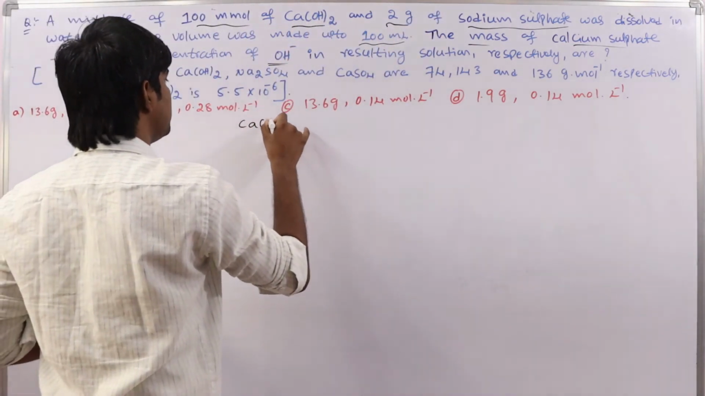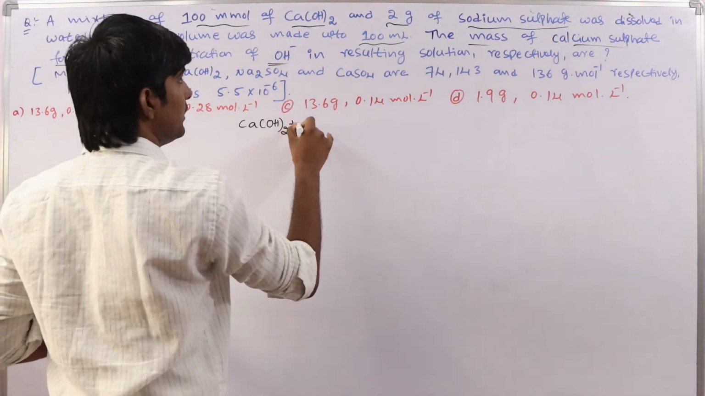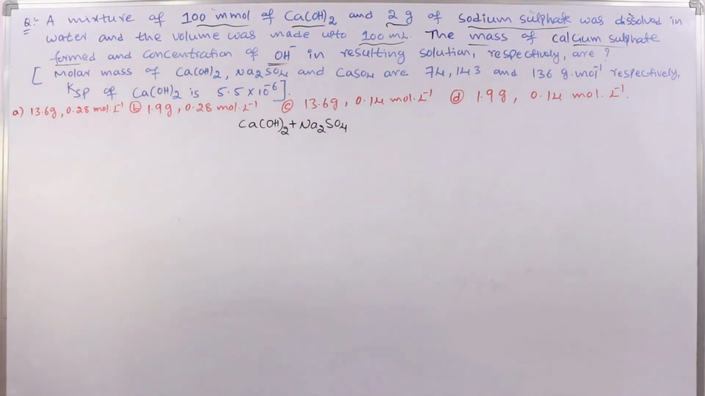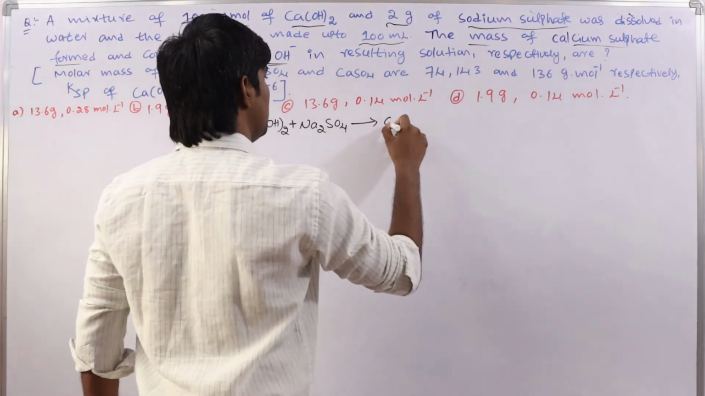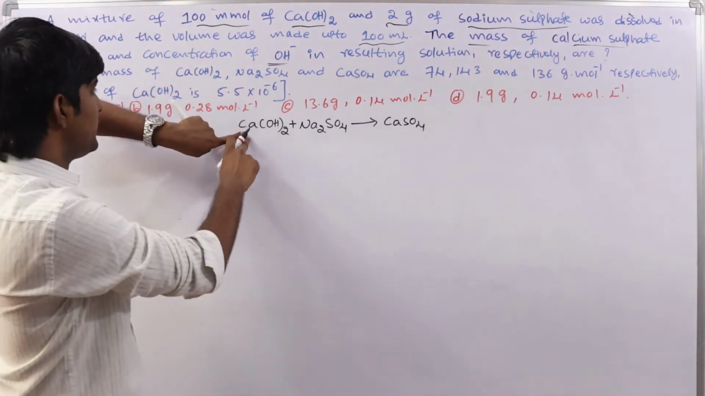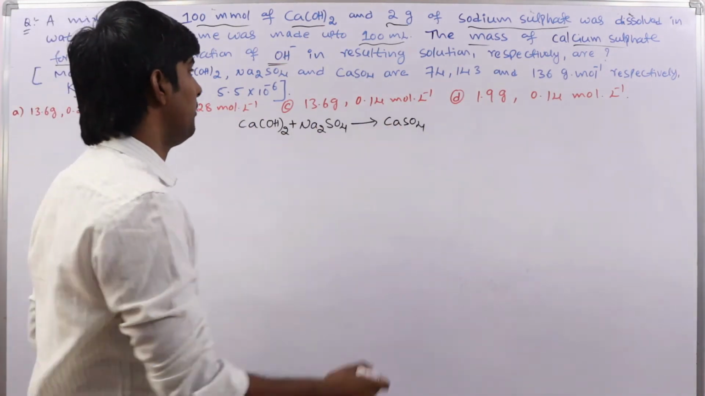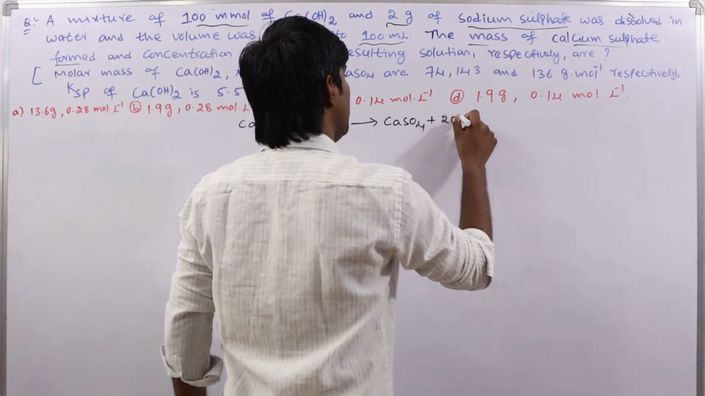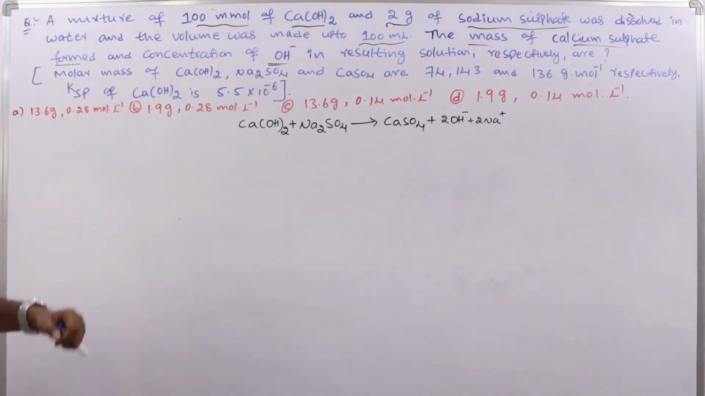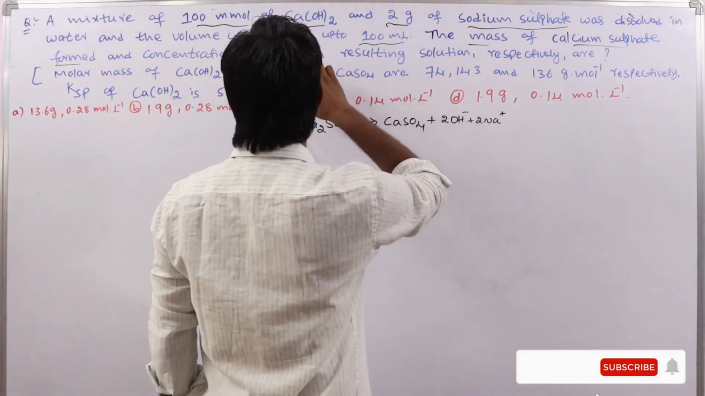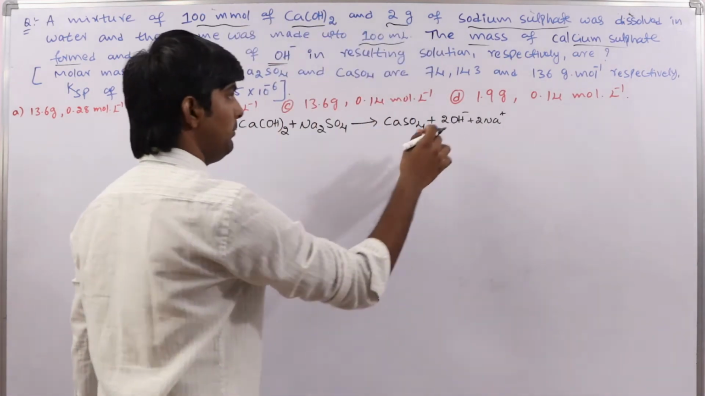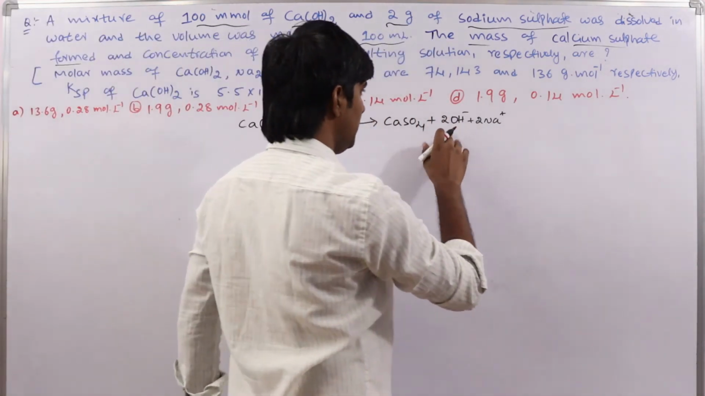So calcium hydroxide plus sodium sulfate, this is Na2SO4, gives calcium sulfate. Already they have given, and also here we have Ca plus 2 and SO4 minus 2, they will combine to form calcium sulfate plus 2 OH minus plus 2 Na plus. Actually we get 2 moles of sodium hydroxide, but here they ask you to find the OH minus ion concentration. So we can dissociate that again into Na plus and OH minus. So we are writing in this way.